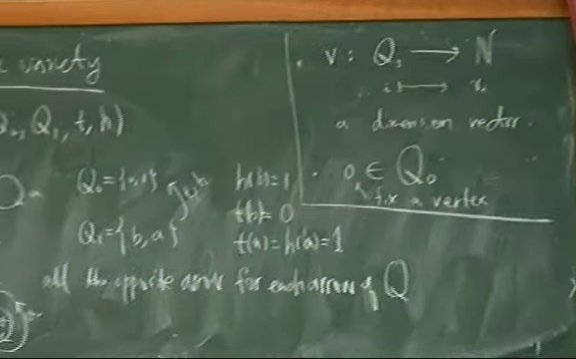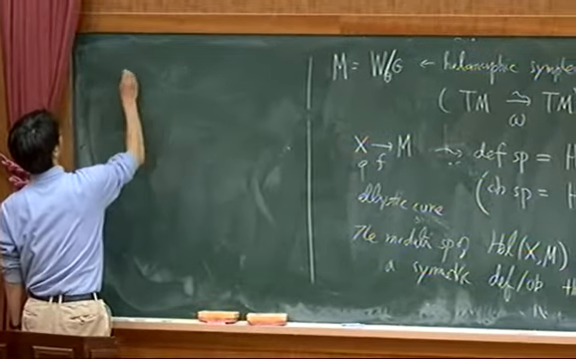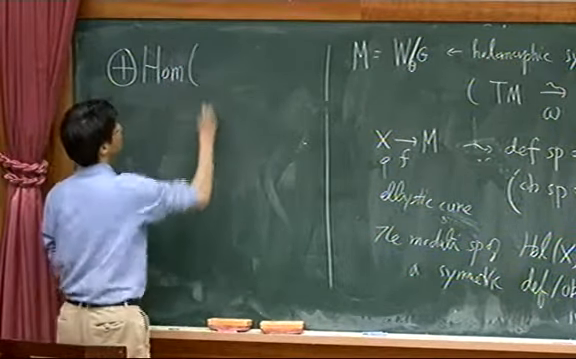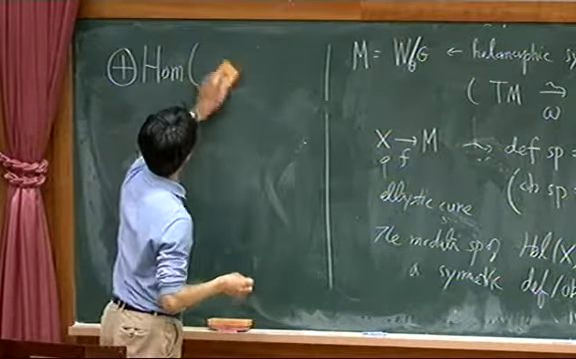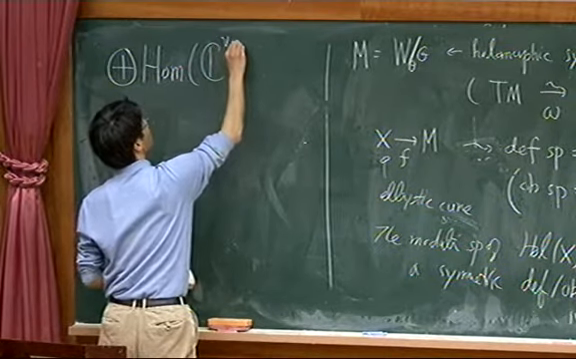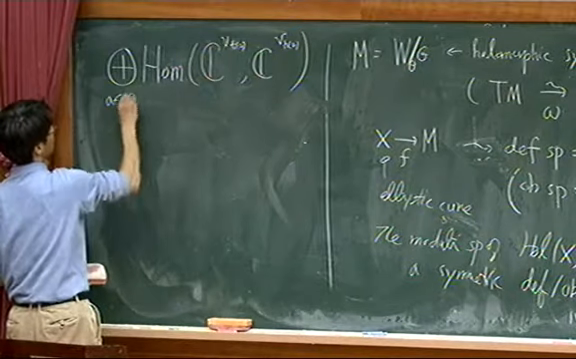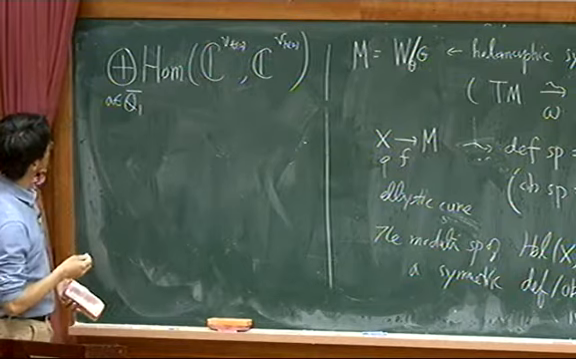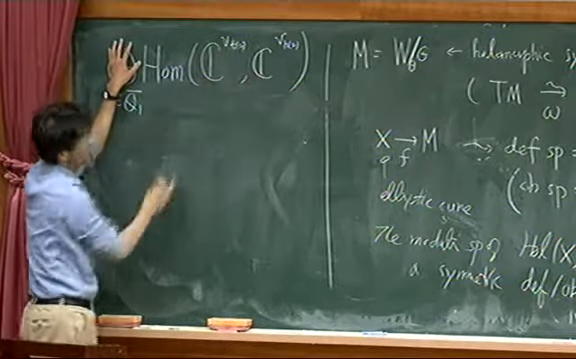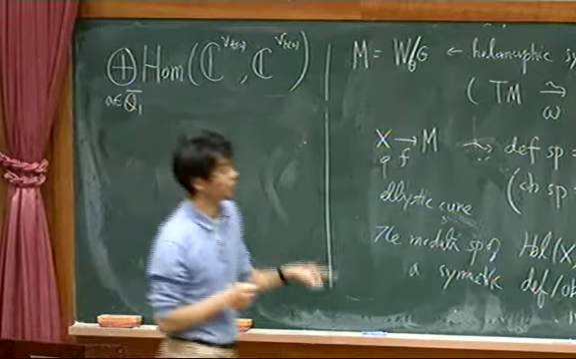With that data, we'd like to consider the holomorphic symplectic vector space, which is defined to be the space of linear maps from C to D, generally C^{v_tail} to C^{v_head}. Each component is a matrix, so it's a collection of matrices, and we sum over each edge of the double quiver.